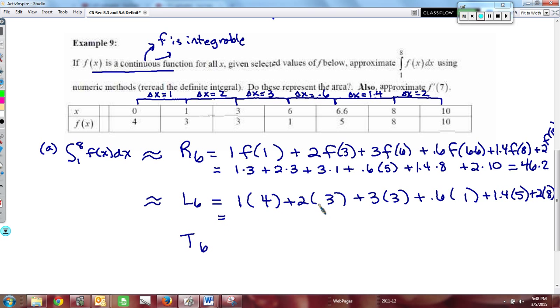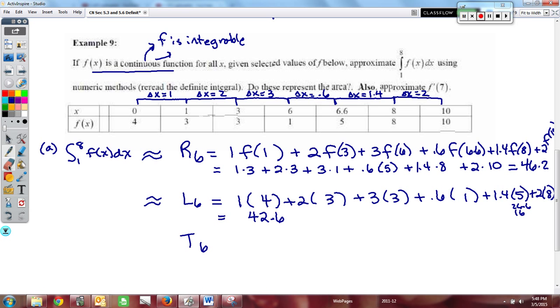So we have 4 plus 6, 10, 19, 19.6, 24.6, 26.6, and 2 times that, 16. So I end up with 42.6 for that one.